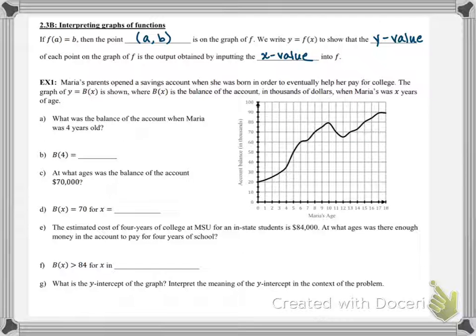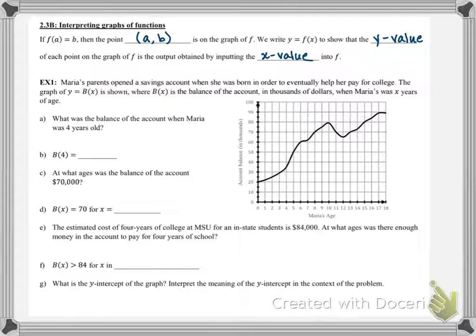So what was the balance of the account when Maria was 4? So I should probably say when she turned 4, like on her 4th birthday, because she was 4 for a whole year, right? Which is why this is continuous, because we don't go from 3 to 4 on our birthday. Like, there's space in between. But when I say 4, I just mean on her 4th birthday. So what was the account balance?